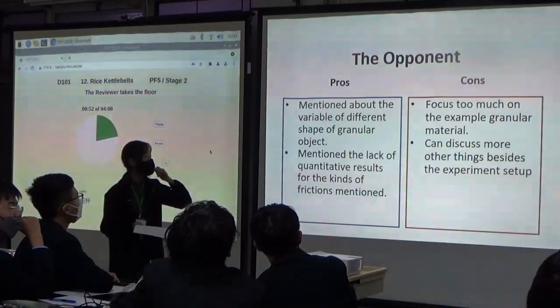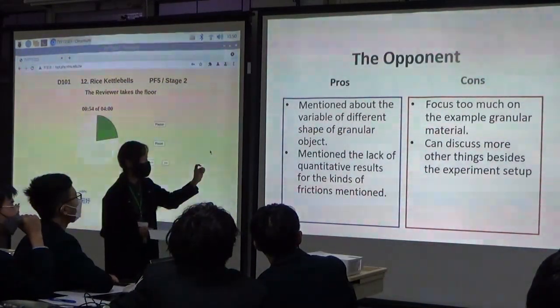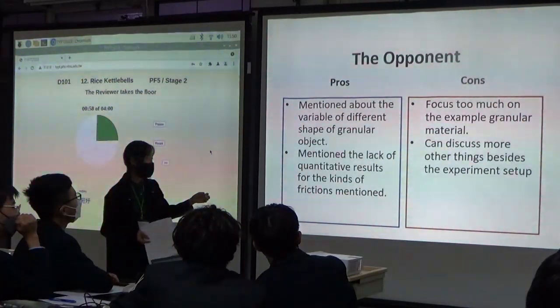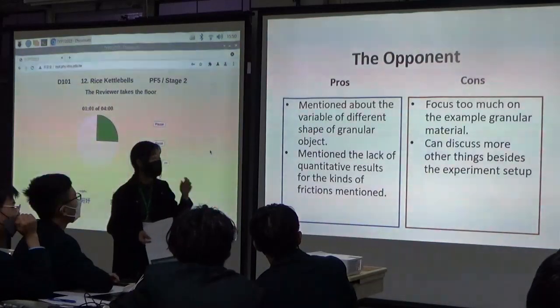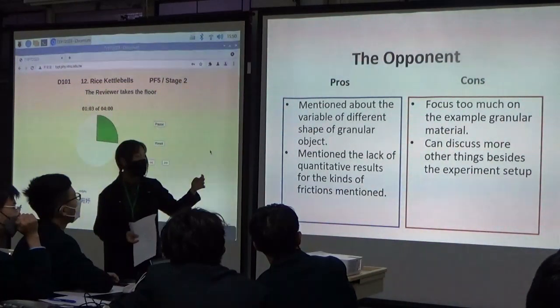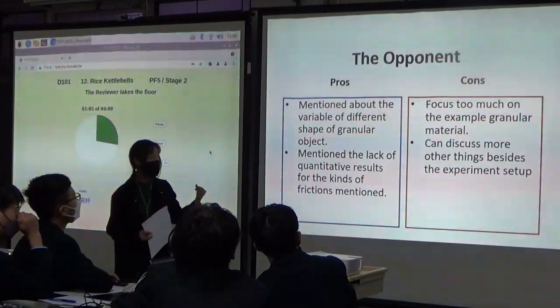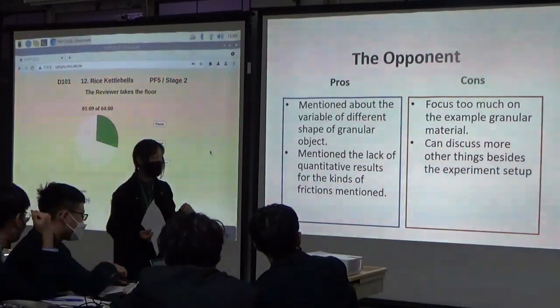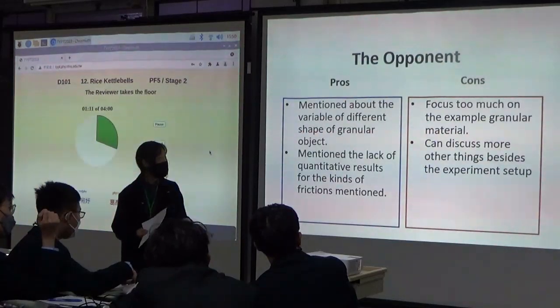And for the opponent, the pros are that they mentioned the variable of different shapes of granular objects, and mentioned the lack of quantitative results for the kinds of frictions that are mentioned. The cons are that they focus too much on the example granular material, like rice. I think they can discuss more things besides the experiment setup.